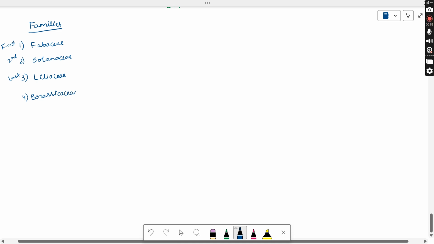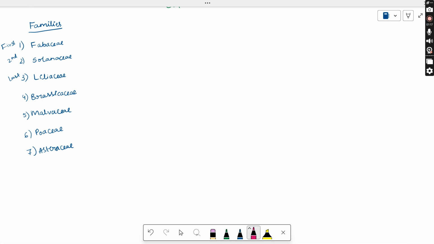And this Brassicaceae, we have other names as well. Fifth one, Malvaceae. Sixth is Poaceae. And the seventh one, Asteraceae. So in total we have 7 families, and let us see what the other names for them are.